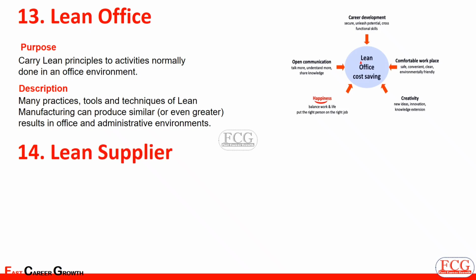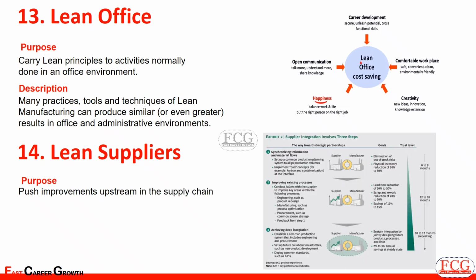The 14th lean manufacturing tool is Lean Suppliers. Its purpose is to push improvements upstream in the supply chain. The 3 steps of Lean Supplier are synchronizing the information, improving the existing process and achieving deep integration. The goal is to eliminate out-of-stock issues, 50% reduction of physical inventory, 50% lead time reduction, 30% scrap reduction, 15% cost saving, and supply and manufacturing integration sustenance.